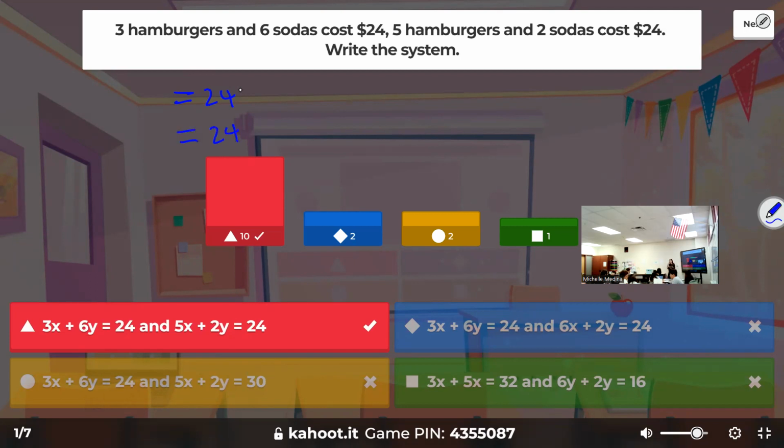And do we know how much the hamburgers and the sodas cost? No. All we know is how much of each was purchased. So in that case, you can label your unknowns with variables. So what exactly would go on this side of the equal sign? 3x plus 6y. They should be different variables because they're talking about different things. What is the x talking about? Not the amount of hamburgers. Good. So the cost of 1 hamburger.